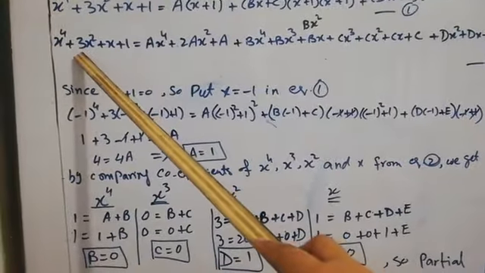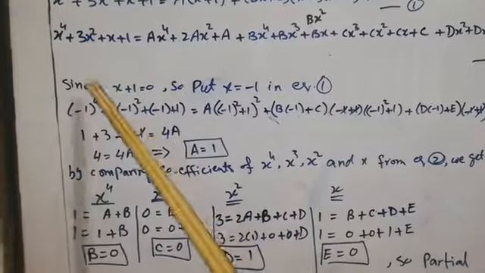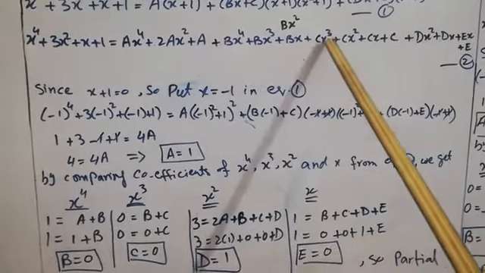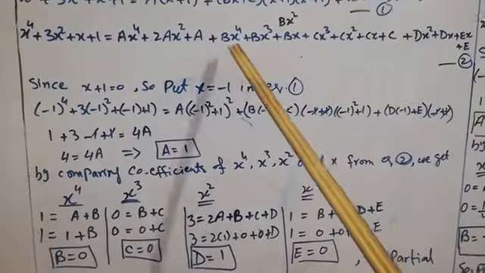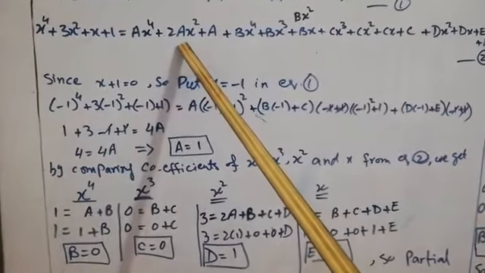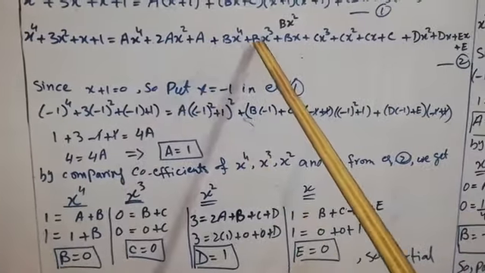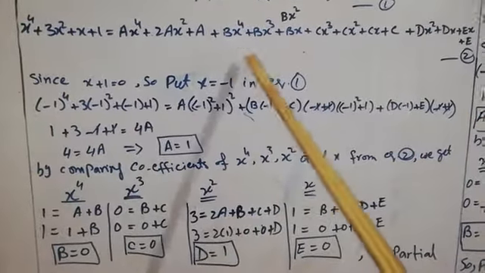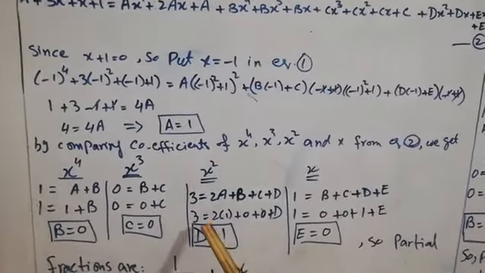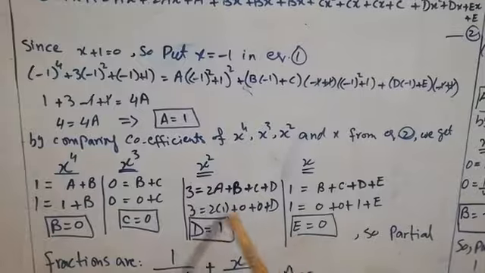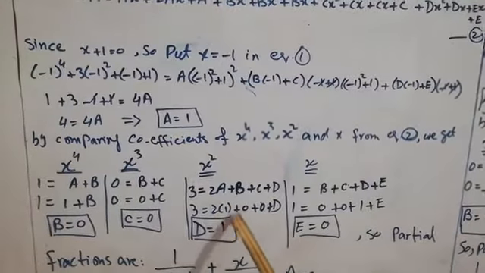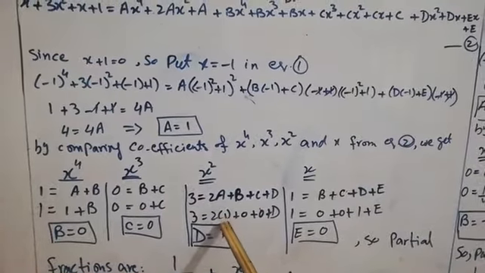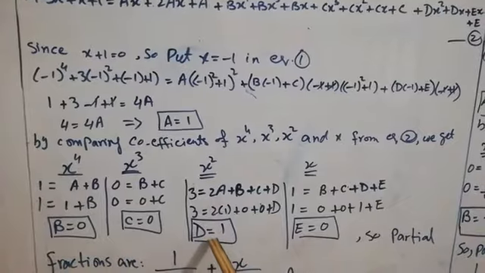Now we are going to compare the coefficients of x square. Dear students, you can see that the coefficient of x square on the left hand side is 3, and on the right it is 2a plus b plus c plus d. So 3 is equal to 2a plus b plus c plus d. We put the value of a which is 1, and b and c which are both 0. From this we get 3 is equal to 2 plus d. When we subtract 2 from 3, we get the value of d, which is equal to 1.